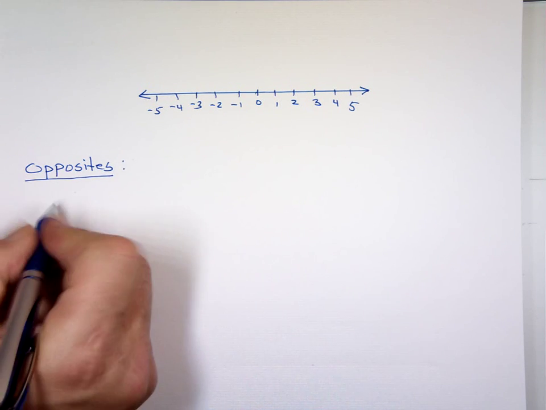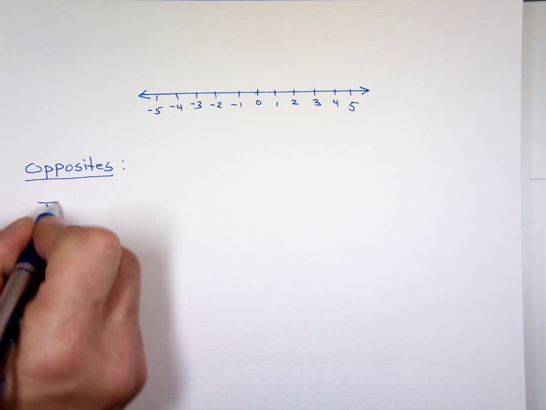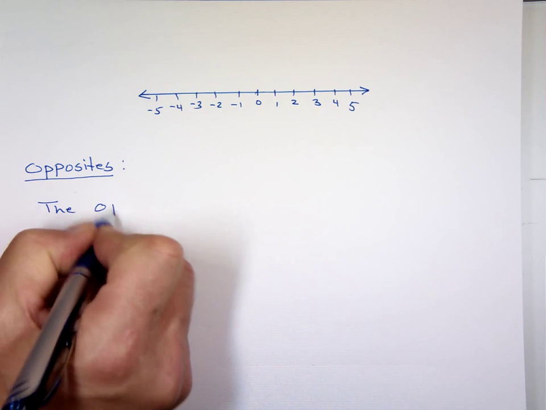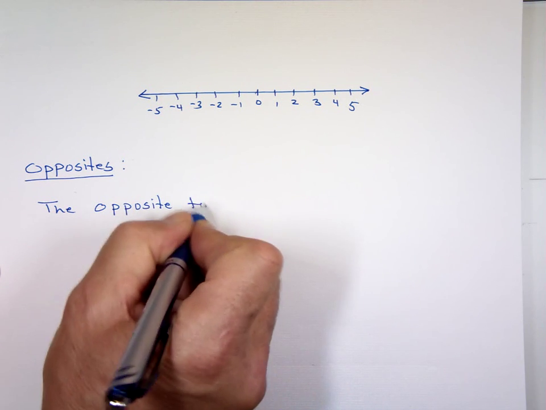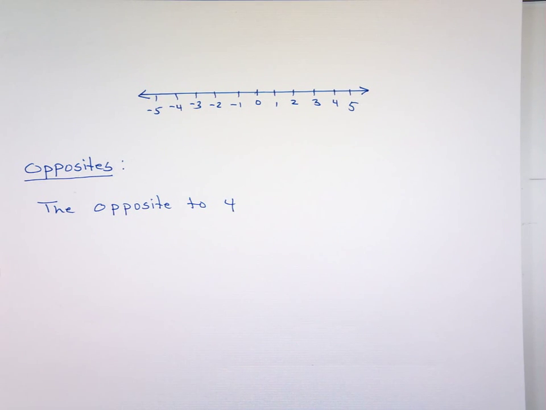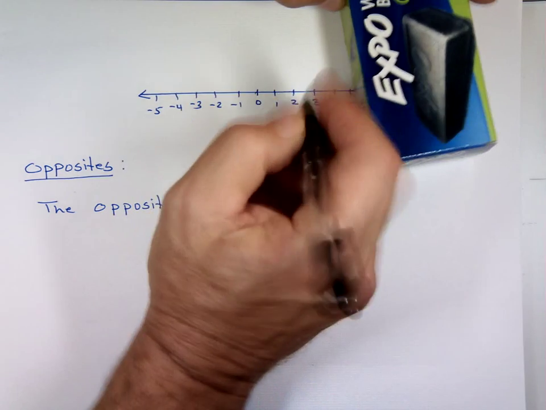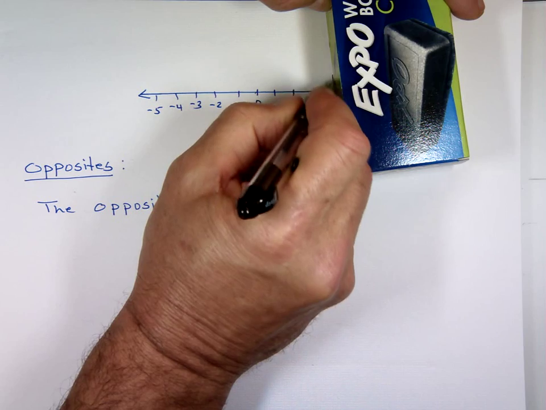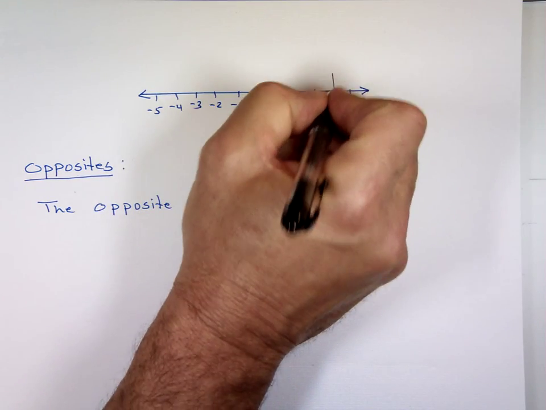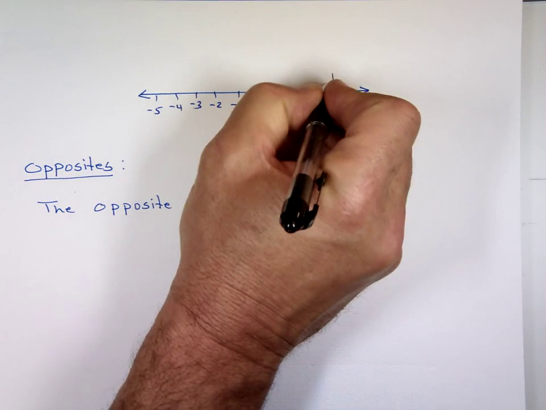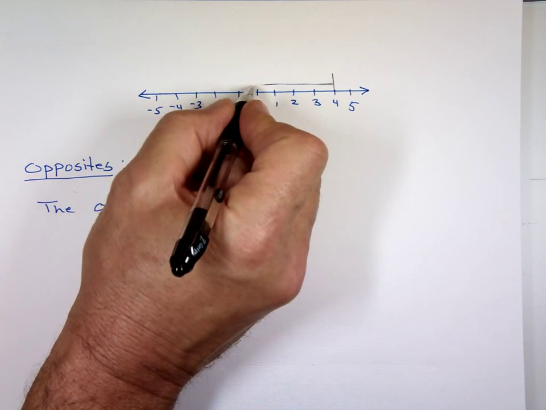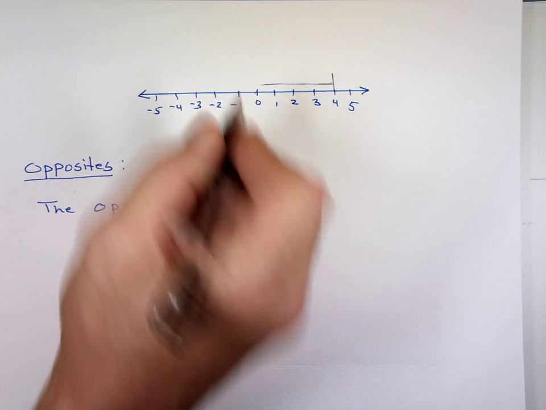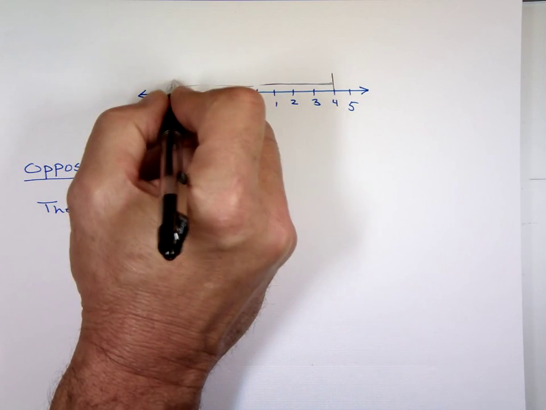What is the opposite to 4? Where is 4? 4 is right here. How far is it? It's 4 units away from the origin. This is the origin. So that distance is 4. So the opposite to that is going to be a number the same distance going the other direction, which will be what? -4.